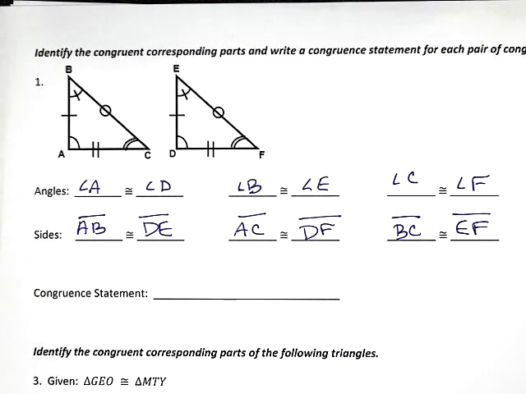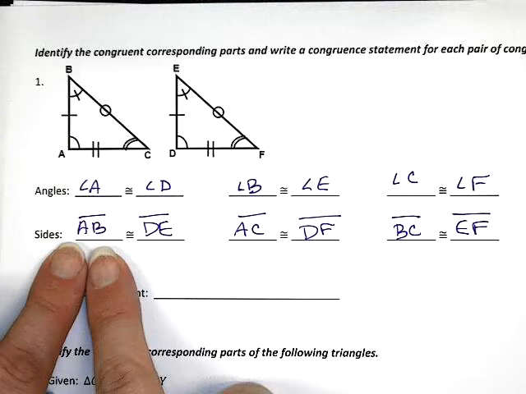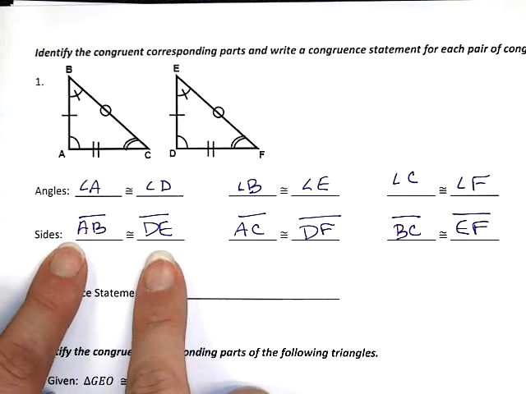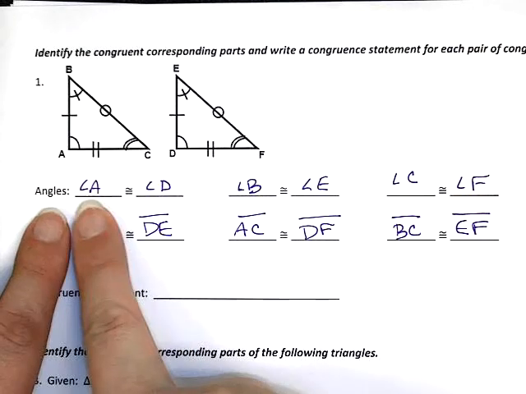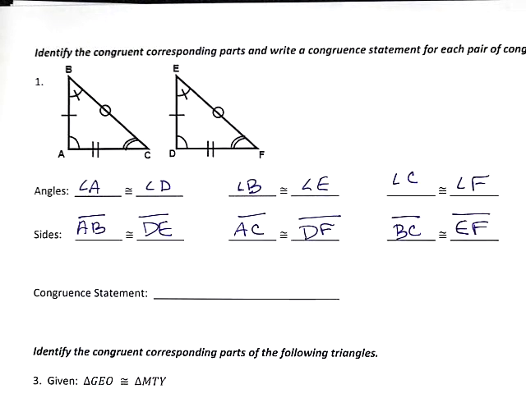All right, make sure that all of your angles have the angle mark. Make sure that all of your sides have the segment bar above them, because we are talking about segments. Your order could be a little different. If you said BA, that's fine. If you said ED, that's fine. If you said angle D is congruent to angle A, that's fine. You just have to make sure that the corresponding parts are actually together.